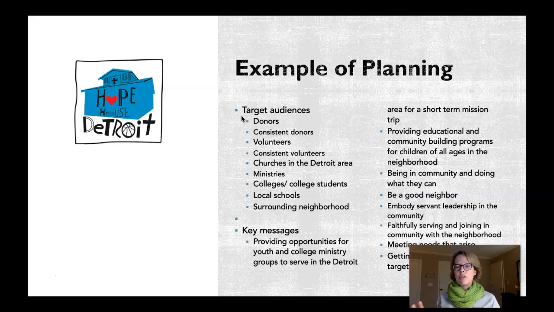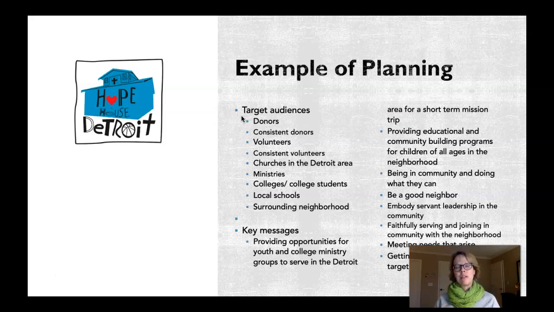If you don't know, Hope House Detroit is on the east side of Detroit. It's a wonderful place where they have built homes and they do reading programs and just places for kids to hang out. They put in a basketball court. It's really a very cool place, and they're doing really, really good work in their small community, the neighborhood that they're in.